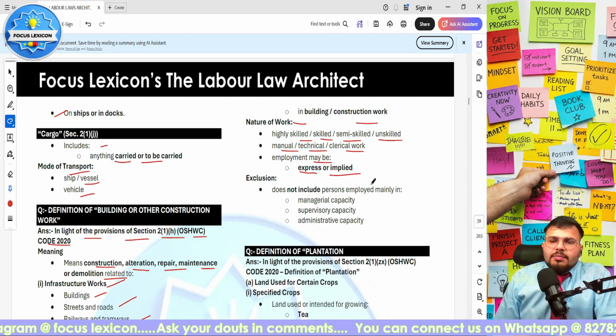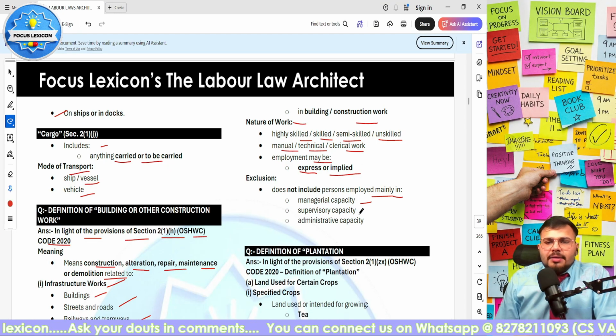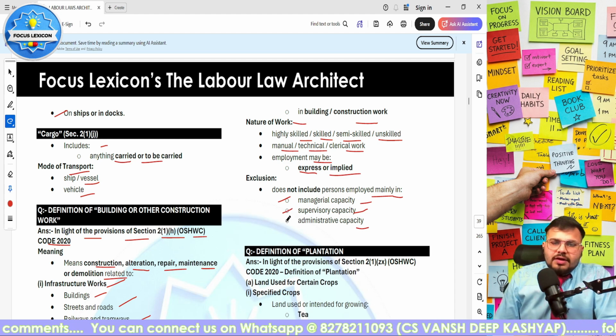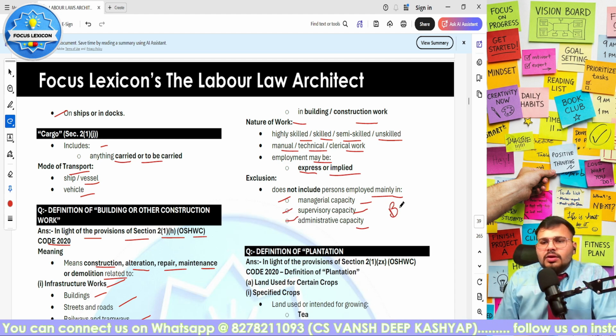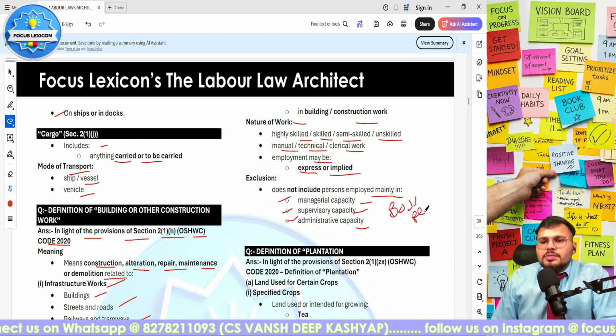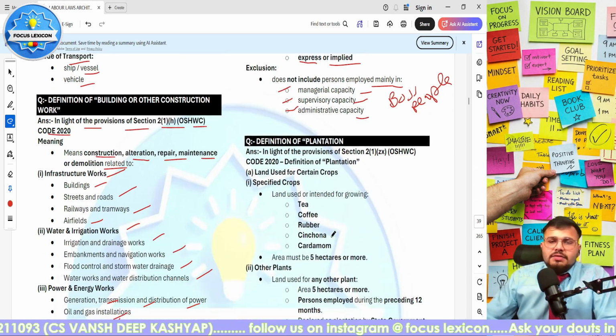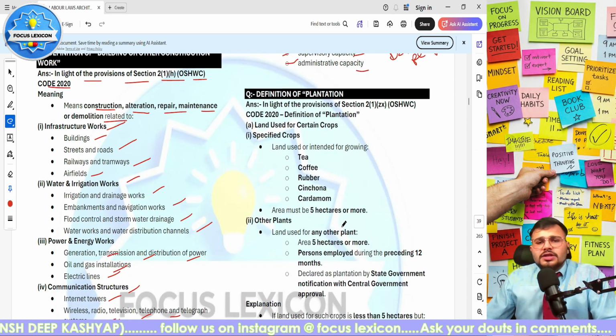Exclusion: it does not include a person employed mainly in managerial capacity, supervisory capacity, and administrative capacity. Managers, your supervisor, your administrator, like all the boss people. Boss people are not included in this definition. Next is definition of plantation.